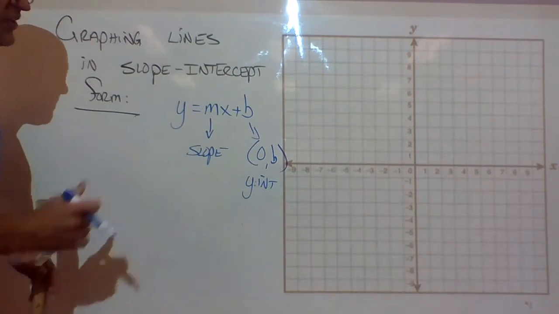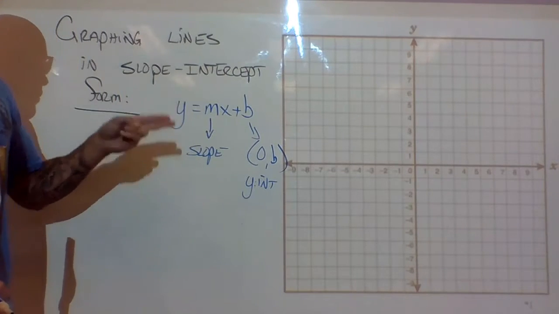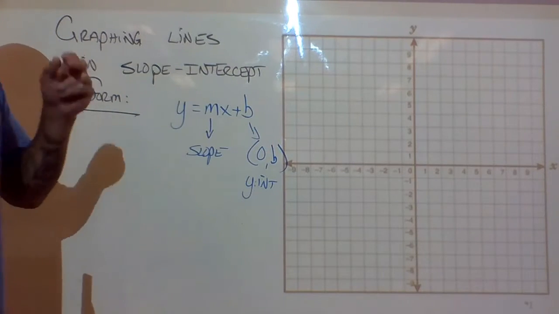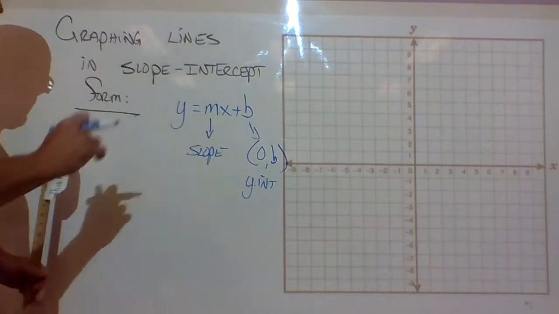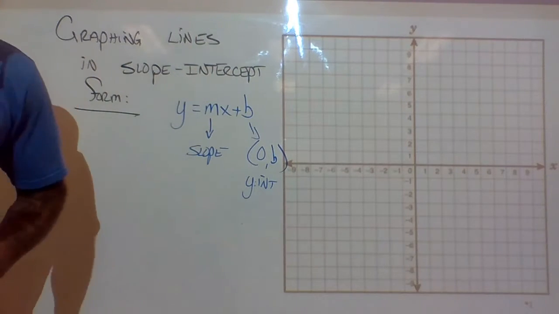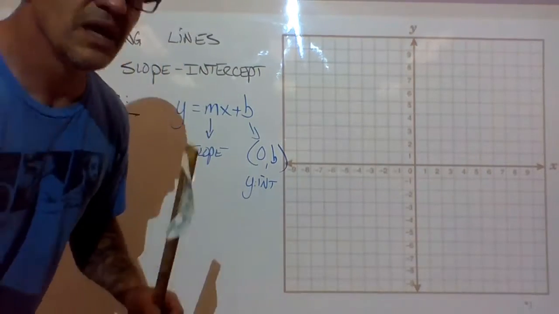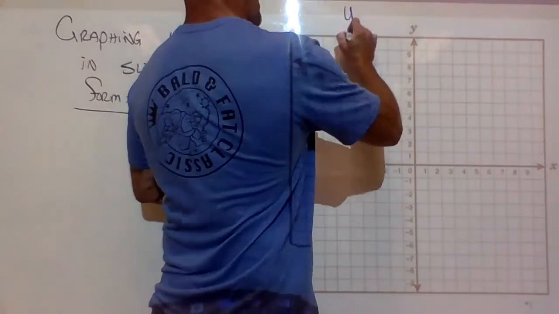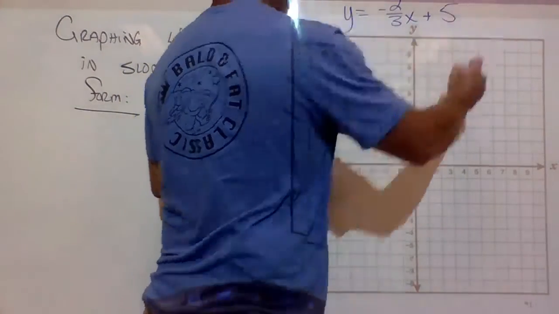So that's it. It's that simple. So we're going to do two things today. One, I'm going to give you a line in slope-intercept form. We're going to graph it. Two, I'm going to write an equation in slope-intercept form from a line that's up there. So let's start with one. We'll just pick one out of the blue, throw it up, and graph it. So let's take, actually, yeah, you can see up there. So let's take y = -2/3 x + 5.